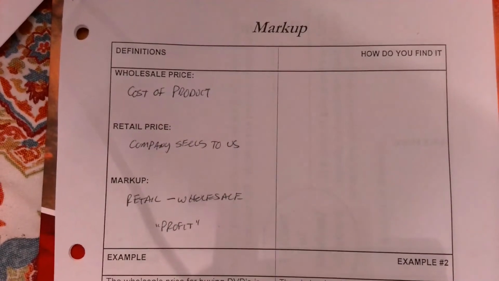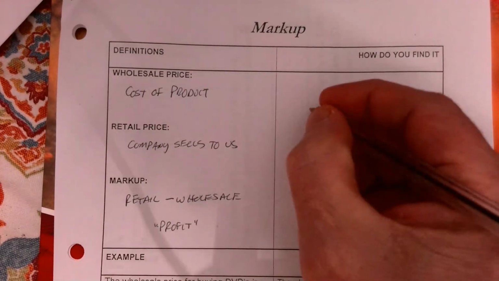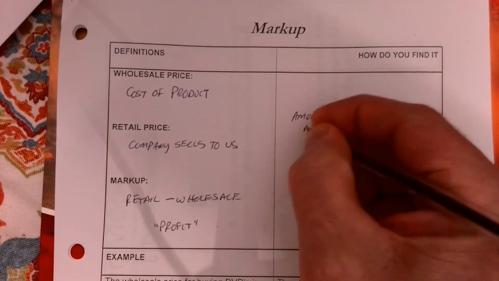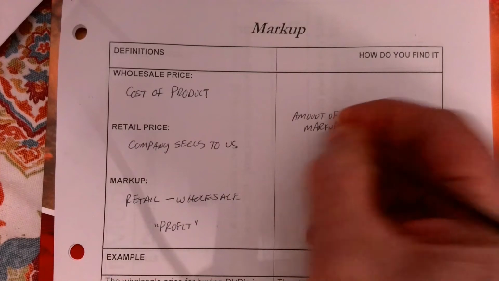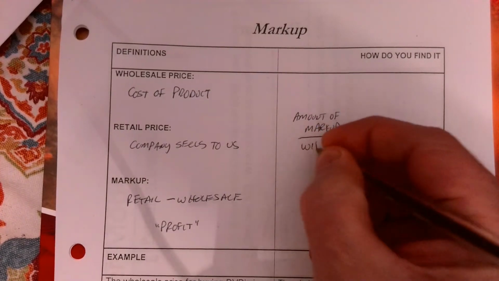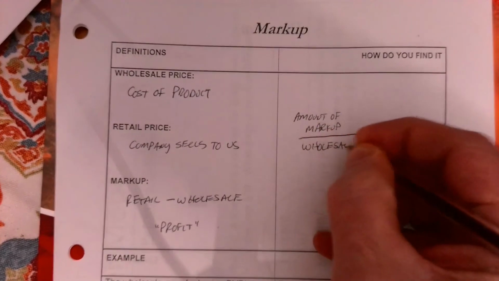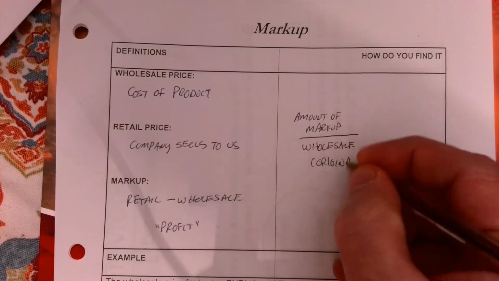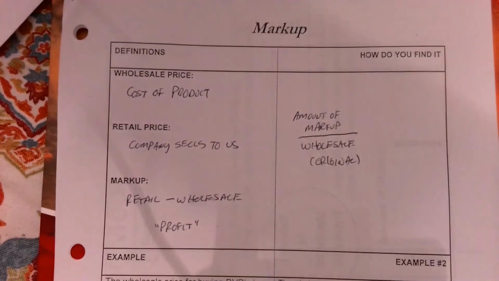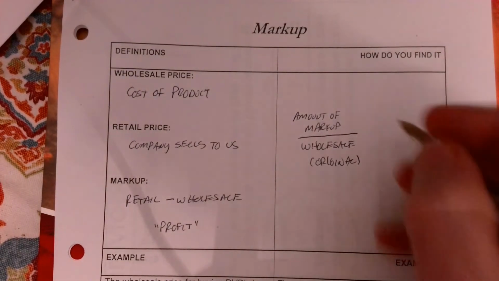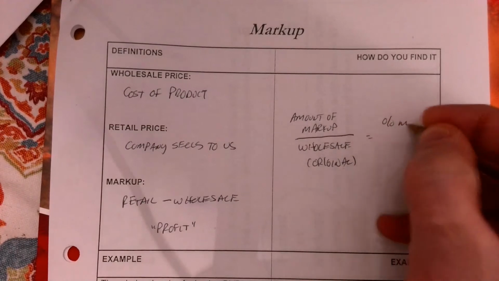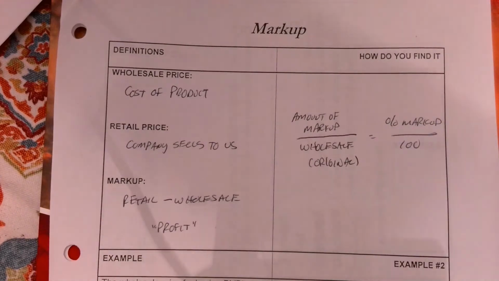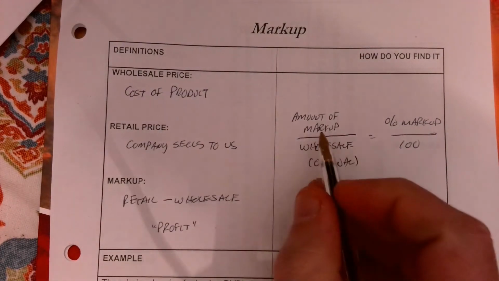So how do you find it? Well, it's very similar to what we've done. The amount of markup, or profit, over the wholesale price, kind of what they start with. You can think of it as the original, like when we did percent change. This is what they get it for, the first thing that they get. It equals the percent of markup over 100. So that's how we find the amount of markup.